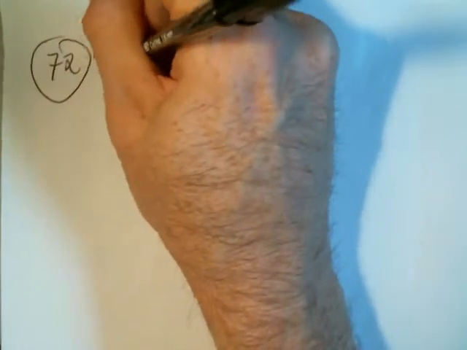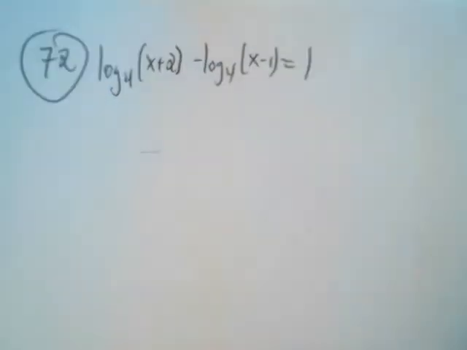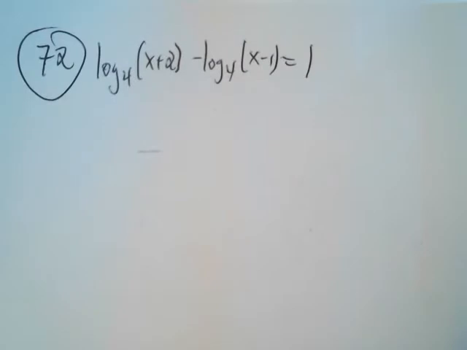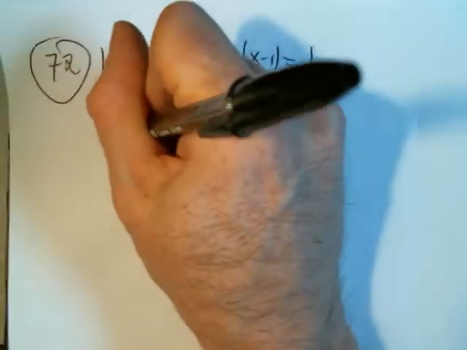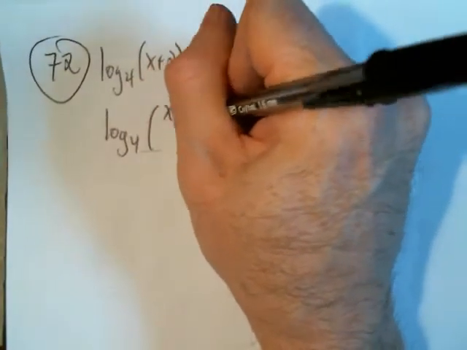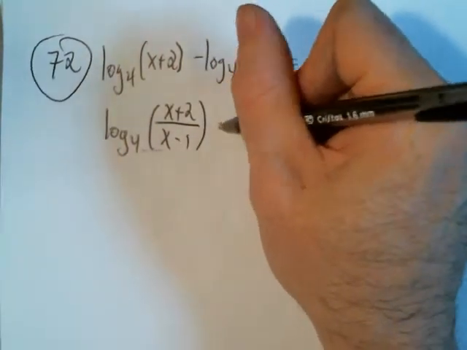Using some of the properties of logs here in 72, I have log base 4 of x plus 2 minus log base 4 of x minus 1 equals 1. Okay, so in this problem we want to, again, take advantage of the definition of logs, but it's not set up for it yet. So you need to condense using the properties of logs. So you can rewrite this using the quotient rule. You'll have log base 4 of (x plus 2) all over (x minus 1) equals 1.